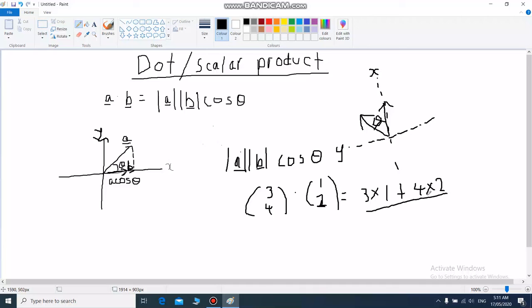So you might be wondering then, how does this relate to the projection? We know now that modulus of a times modulus of b times cos theta relates to projecting a onto b. But then how is that the same thing as this? They are completely different things. Well, you are right about that.